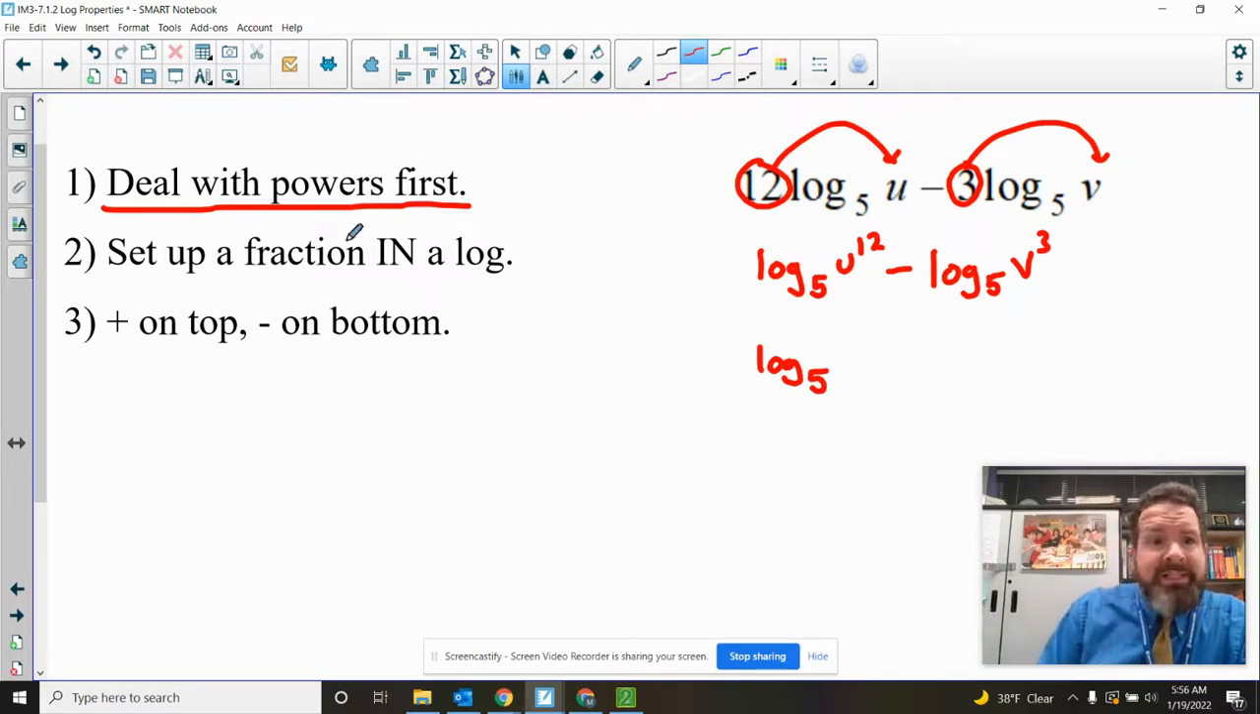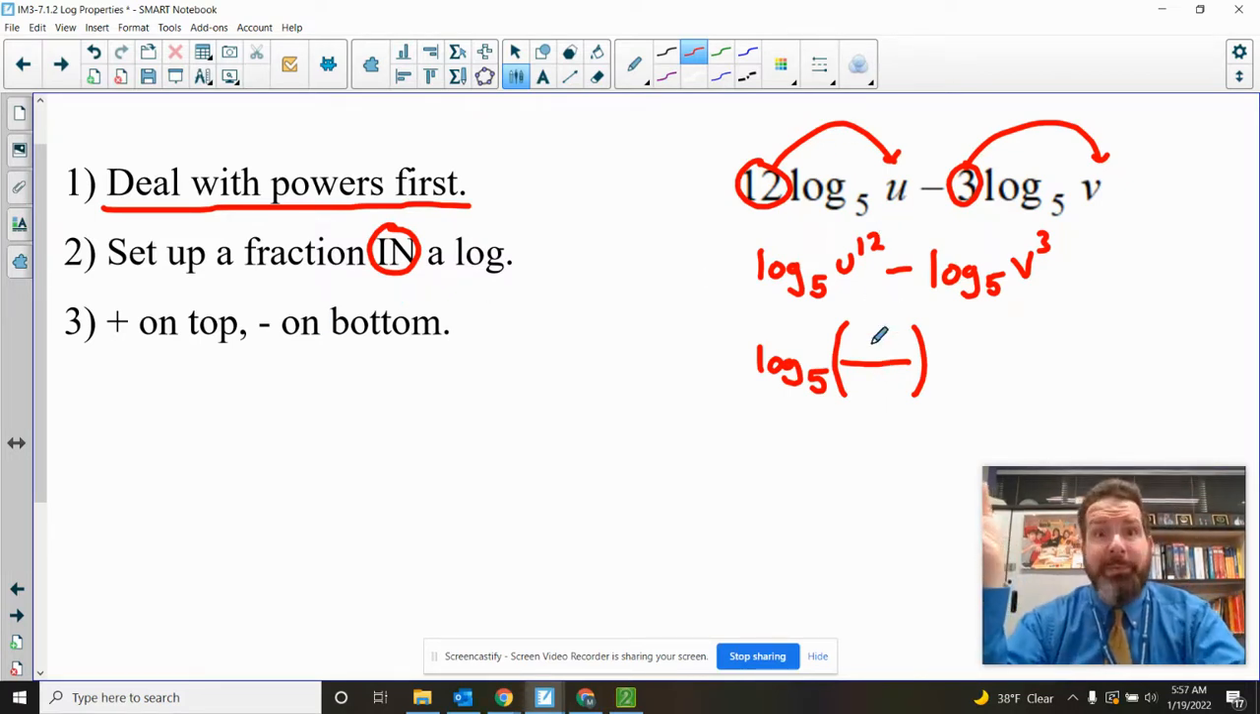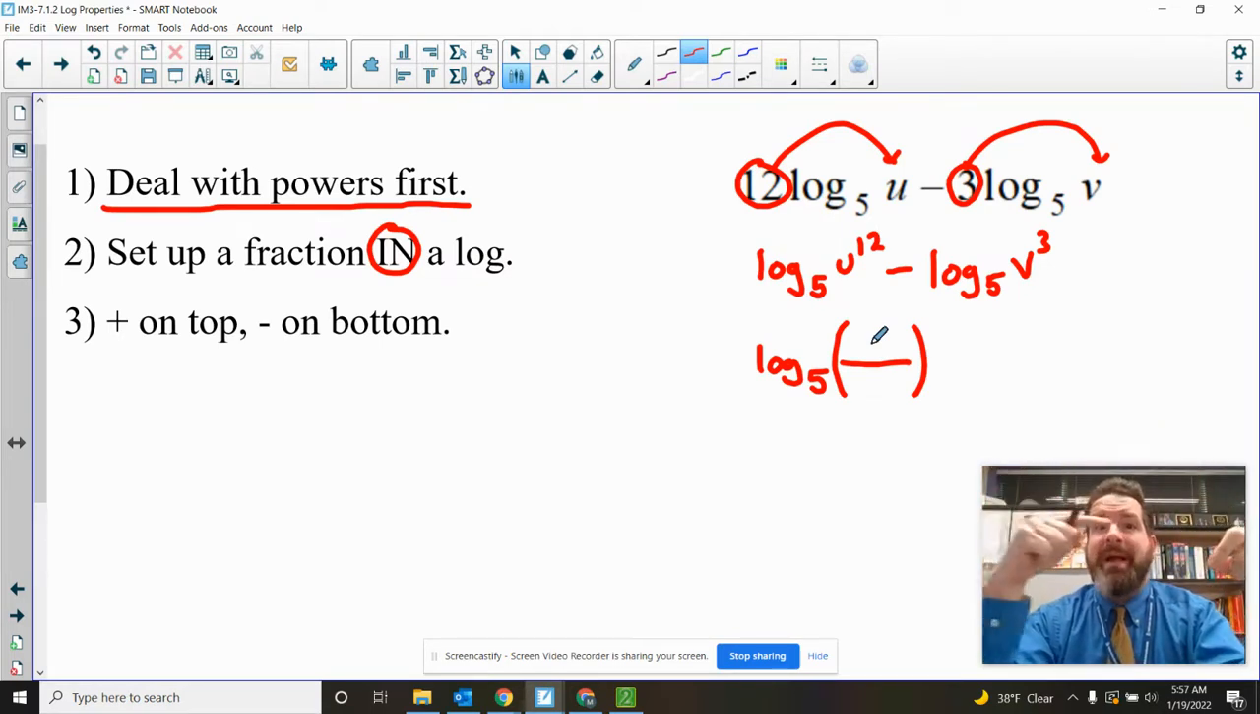Here's what I mean. Set up a fraction inside the log. So we're going to make a fraction bar in the logarithm. If it makes you feel better, put some parentheses around it so you remember that this fraction bar doesn't go under the word log. It's inside the logarithm. That's a very important deal. Now we're just going to take terms that are positive and put them on top. Terms that are negative get put on the bottom. That's because, remember our properties. Added logs are multiplied. That's top sort of stuff. Minus logs are divided. That's bottom sort of stuff.